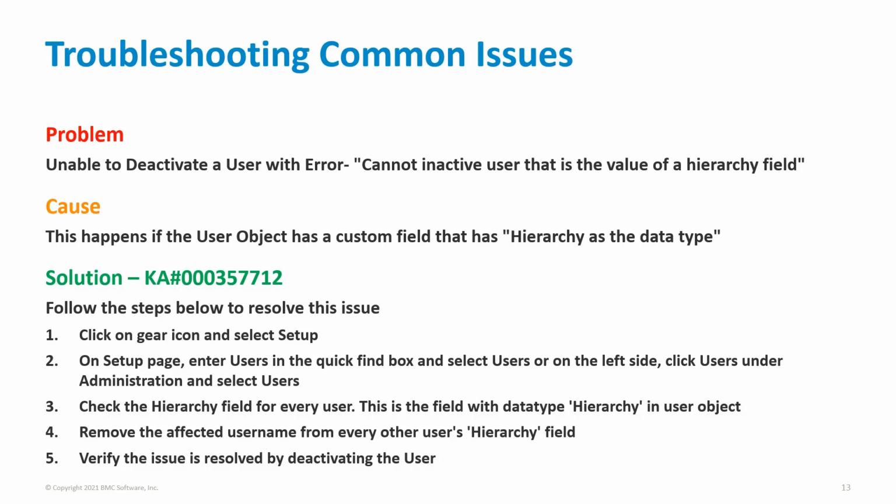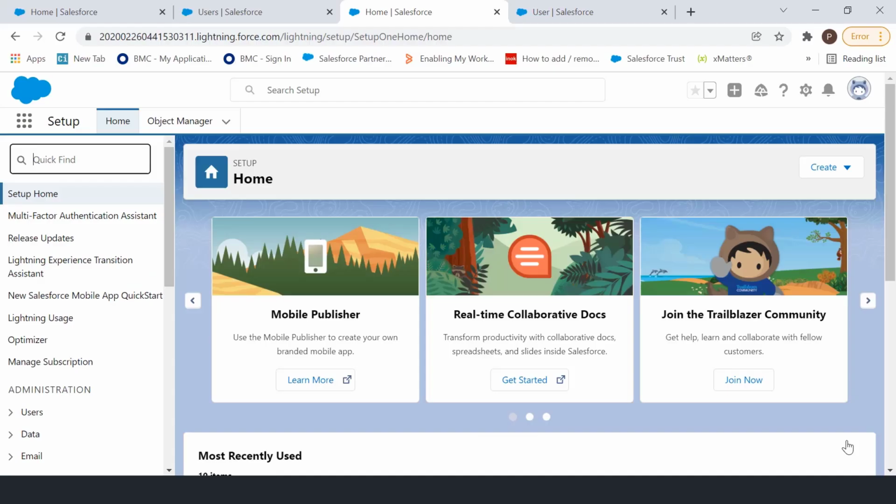Select users on the left hand side. Click users under administration and select user. Check the hierarchy field for every user. This is the field with data type hierarchy in the user object. Remove the affected username from every other user's hierarchy field. Verify if the issue has been resolved by deactivating the user. We can see this in the demo.